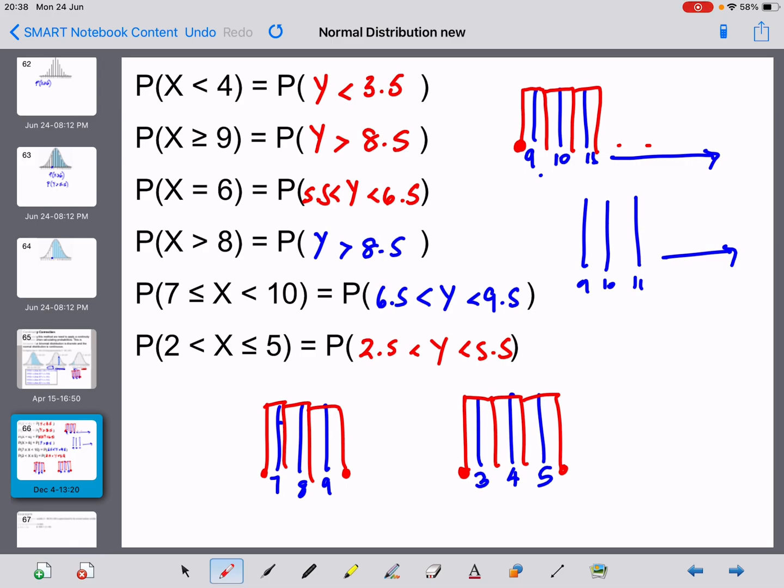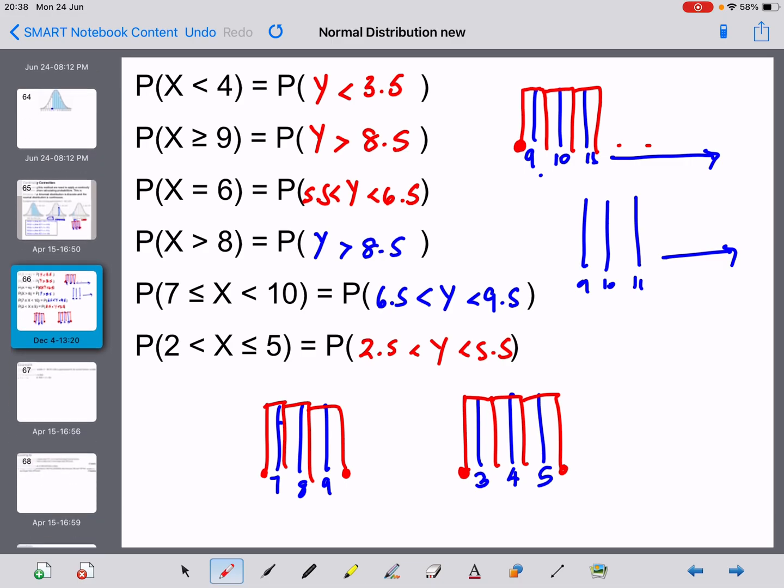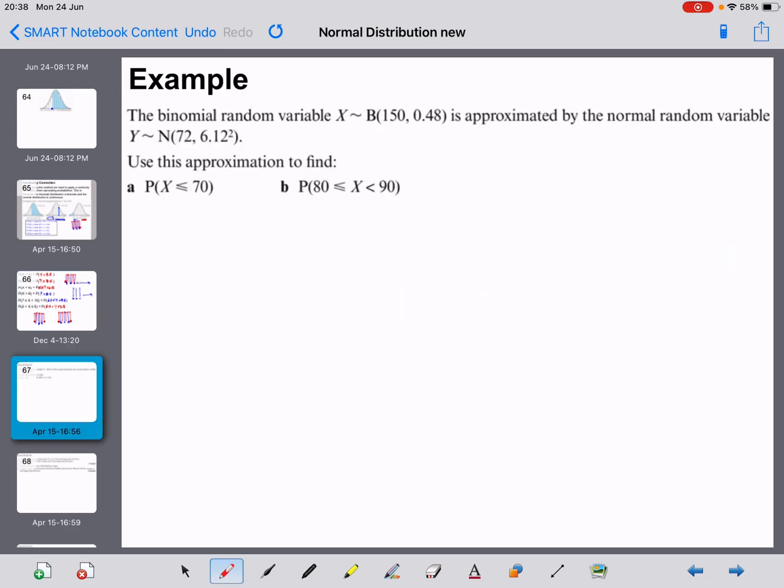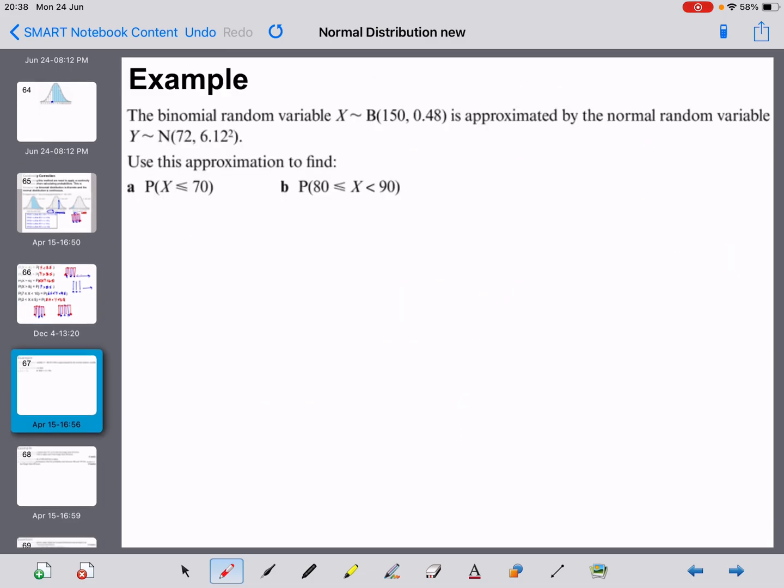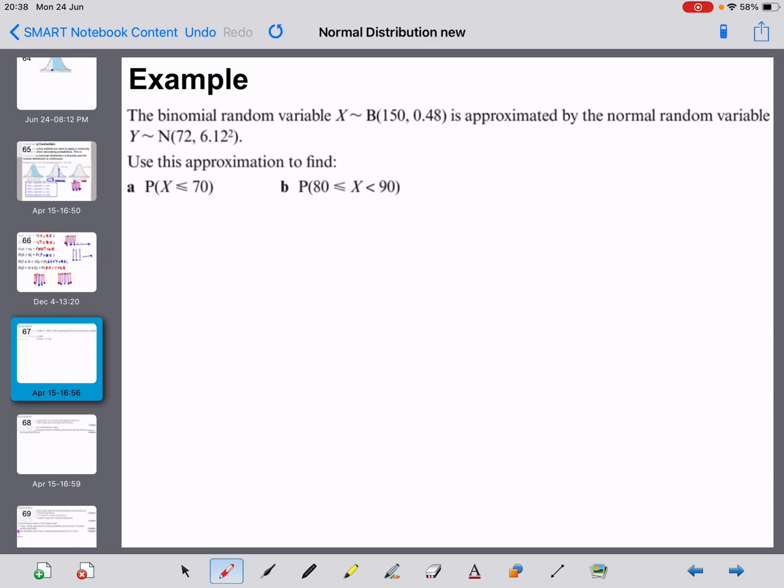Right, let's put it into practice. Because what is all this? It all will become apparent when we do a question. Right, it says, the binomial random variable has got a number of trials 150, which is large. So it's got a large n, and it's got a probability of success close to 0.5.